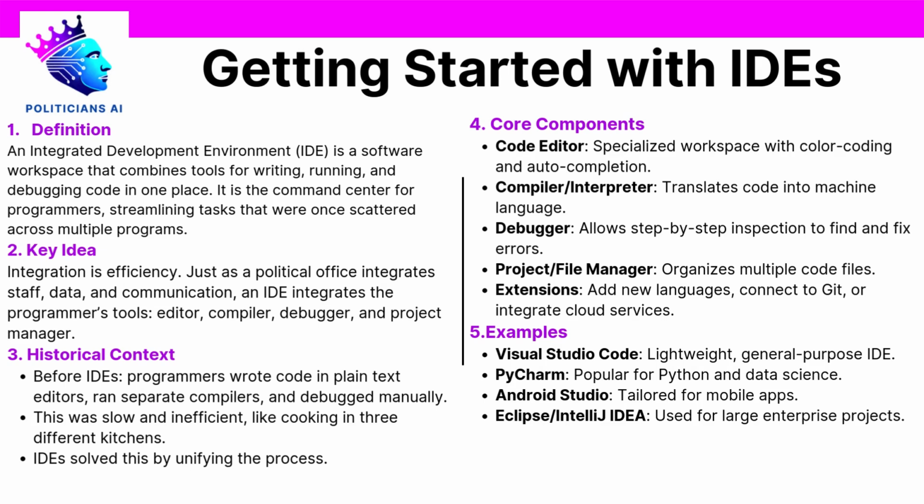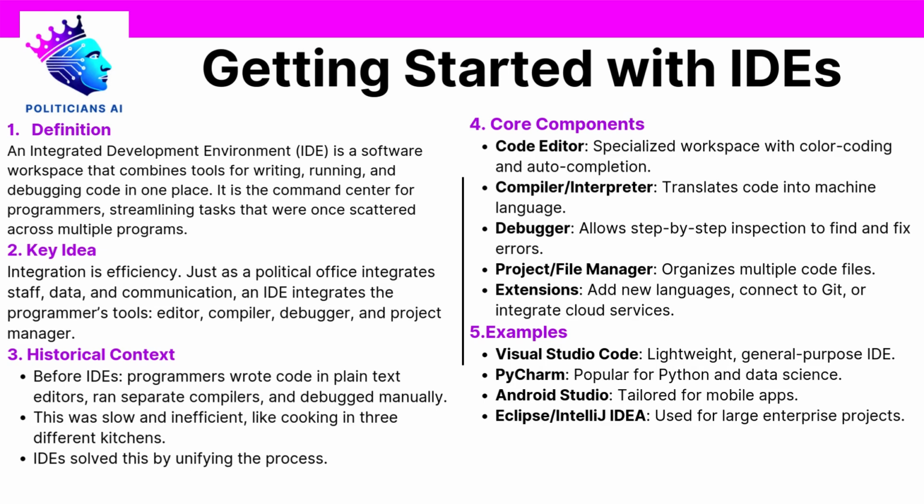The core components of an IDE. At this point, it helps to look at what makes up an IDE. The first component is the code editor, which is like a specialized word processor for programming languages. Unlike an ordinary text editor, it recognizes the structure of the programming language and provides helpful visual cues such as color coding, which makes errors easier to spot.